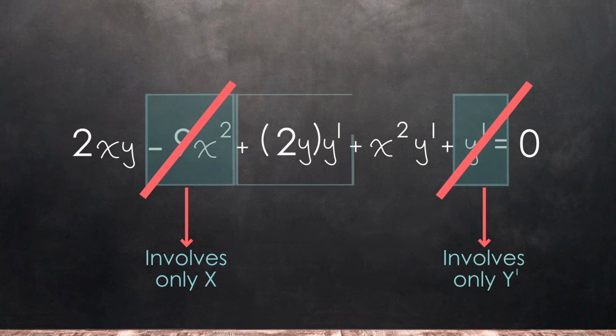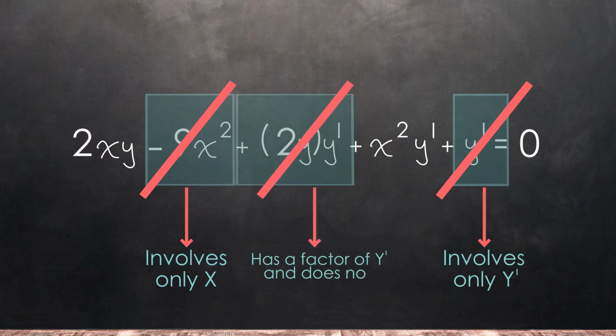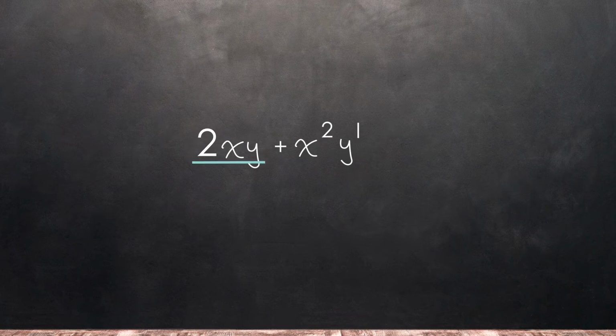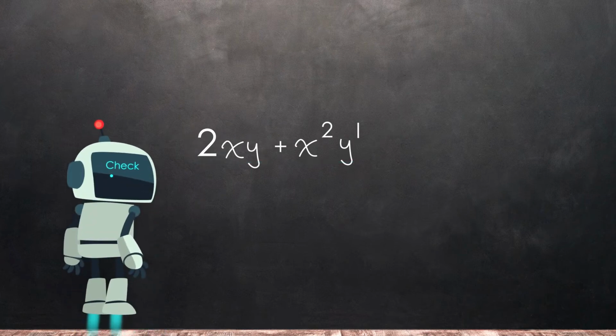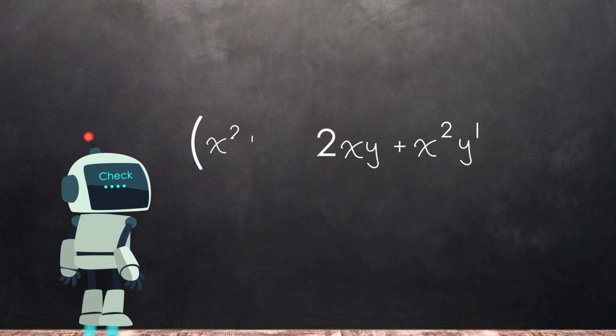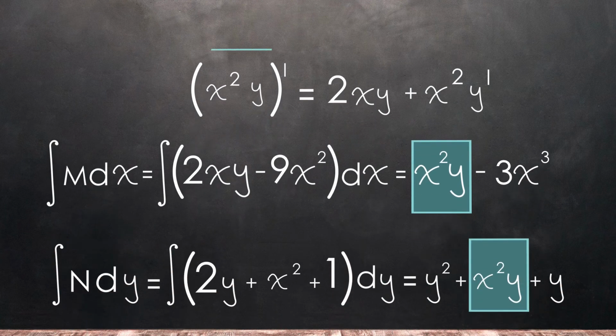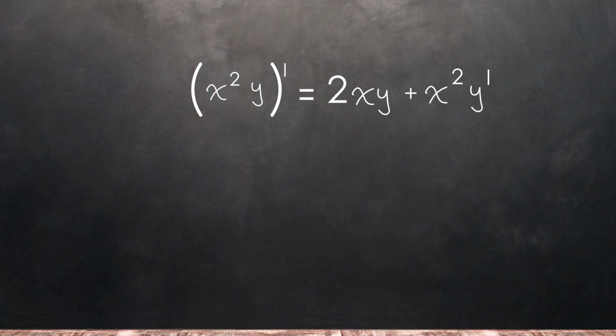We can also ignore the term 2y times y prime since it has a factor of y prime and does not involve x. The terms we are left with are therefore 2xy plus x squared y prime. By inspection, this is exactly the derivative of the function x squared y. And as we saw before, this is indeed the common term between the integrals of M and N, and will be equal to f prime of (x,y).